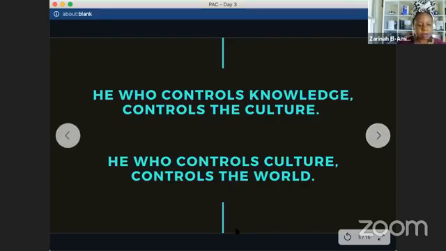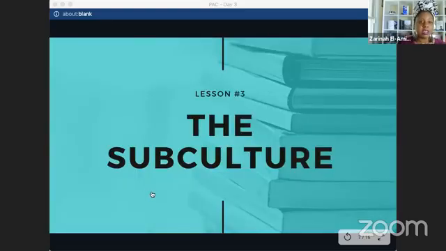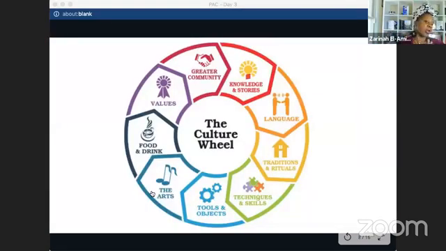All right, so let's keep going. He who controls knowledge controls the culture, right? He who controls the culture controls the world. So what we want to do is have our messages be used for good. We want to contribute to the positive evolution of our society, our family, and our people, right? Whatever your people are, however that is described for you, because we're talking about subculture. So when we're speaking about subculture, if we look at the cultural will, if you will, right?